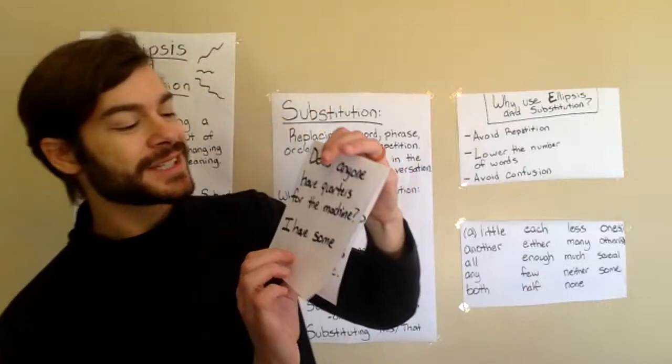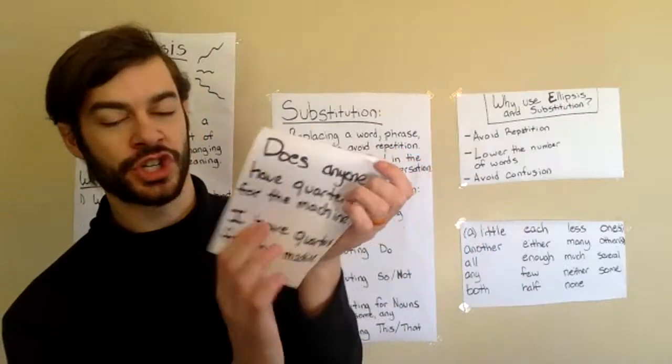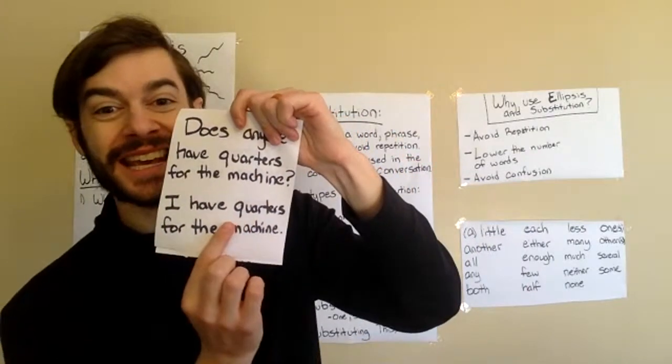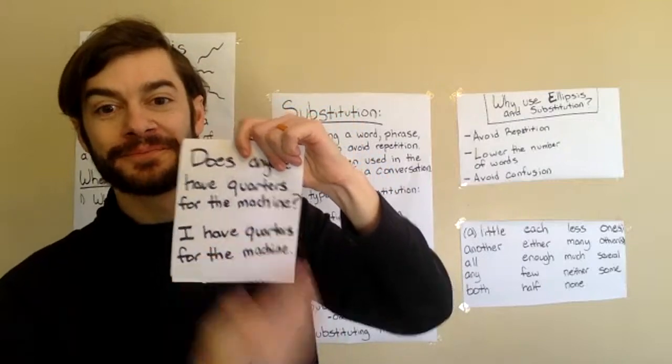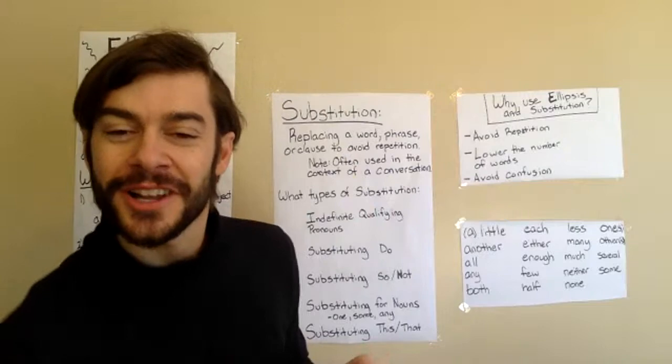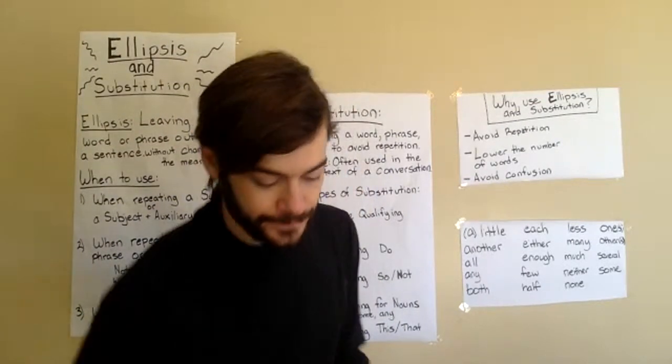We're replacing, we're substituting, right? Quarters for the machine. Okay, we don't have to say the sentence quarters for the machine. We could just say, I have some. Very good, very good. You all seem to be very much getting this. That's excellent, very good.